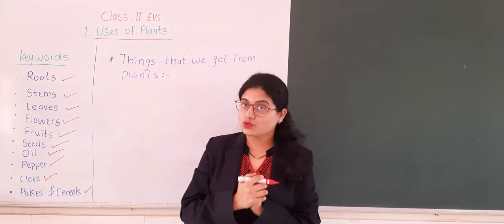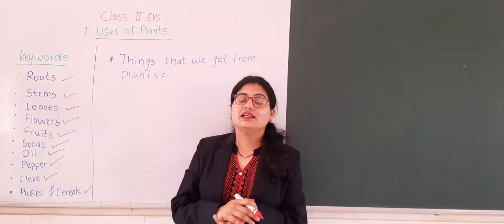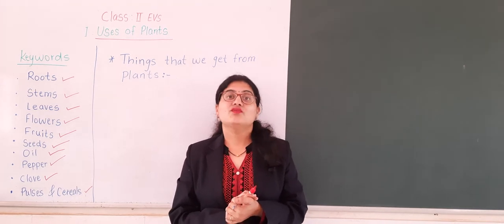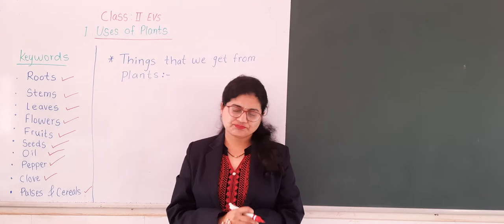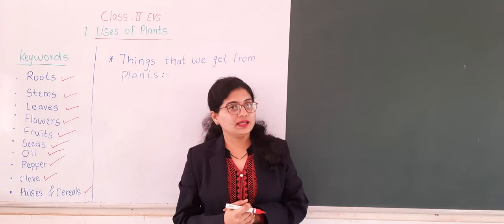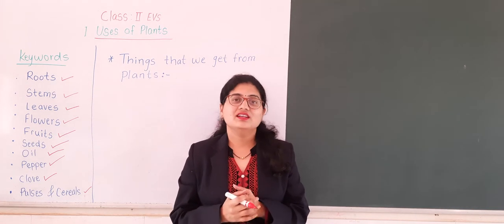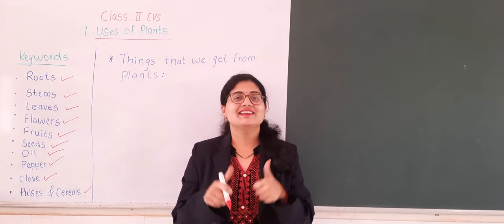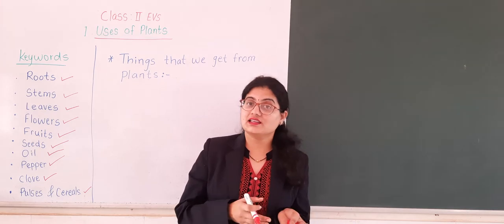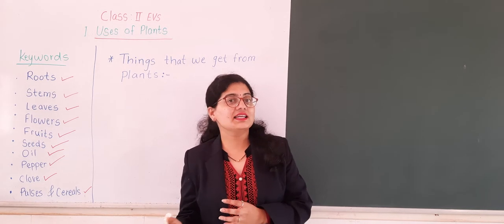Okay. Do you know which are the parts of plants? Yes, very good. There are different parts of a plant such as root, stem, leaves, fruits, flowers. We use different parts of a plant as different things. Have you ever noticed some things present in our kitchen? Do you have a kitchen room at your home? Yes, very good. There are different things such as spices, cereals, pulses, fruits, vegetables. These things are present in our kitchen.